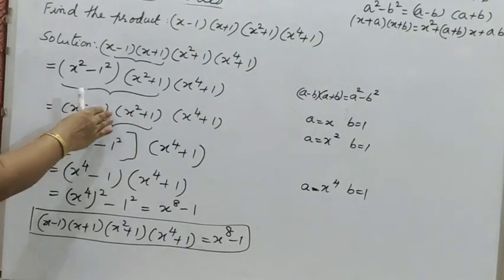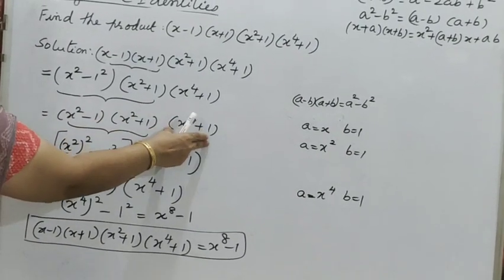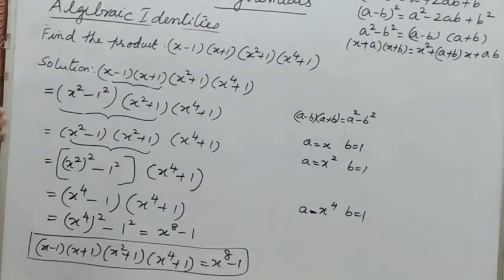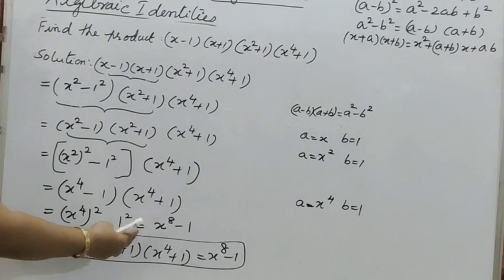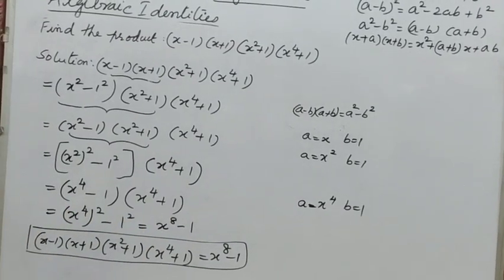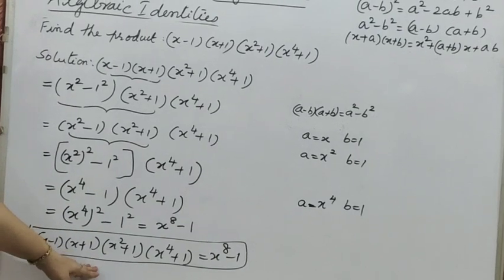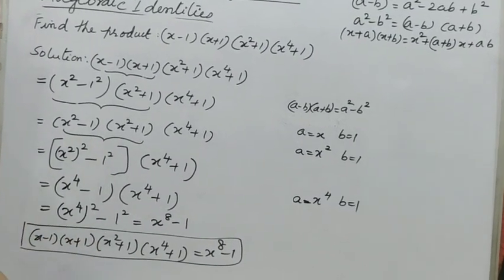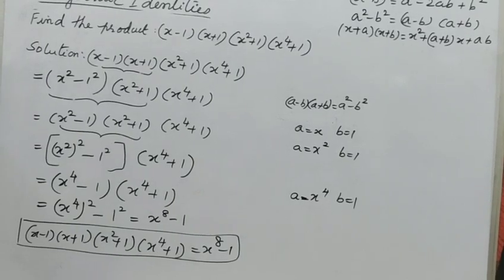Again the third bracket used here, and we are solving this one. We are finding that one, and again the last is alone, but you should continue till the last step. So what is our final answer? x raised to 8 minus 1. So you conclude the answer like this: (x minus 1) into (x plus 1) into (x square plus 1) into (x raised to 4 plus 1) equal to x raised to 8 minus 1.